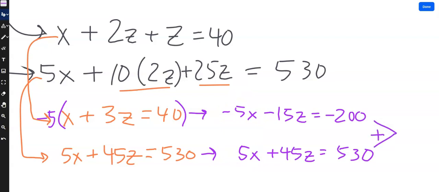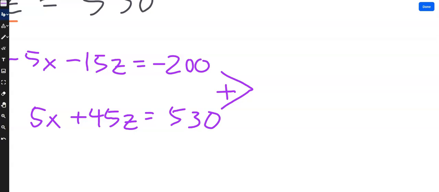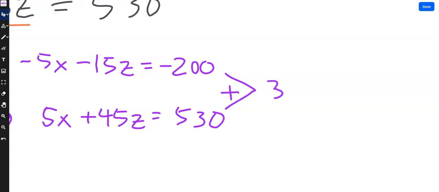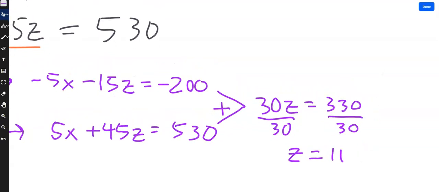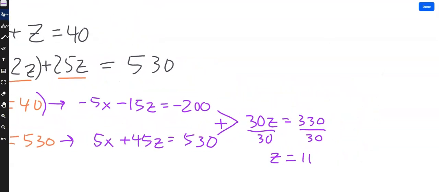And so if I add them together, I'm getting 30z equals 330. And then, of course, we can divide by 30 on both sides and get z equals 11. So now we know we have, so let's see here. Nickels, dimes, and quarters. We know we have 11 quarters.